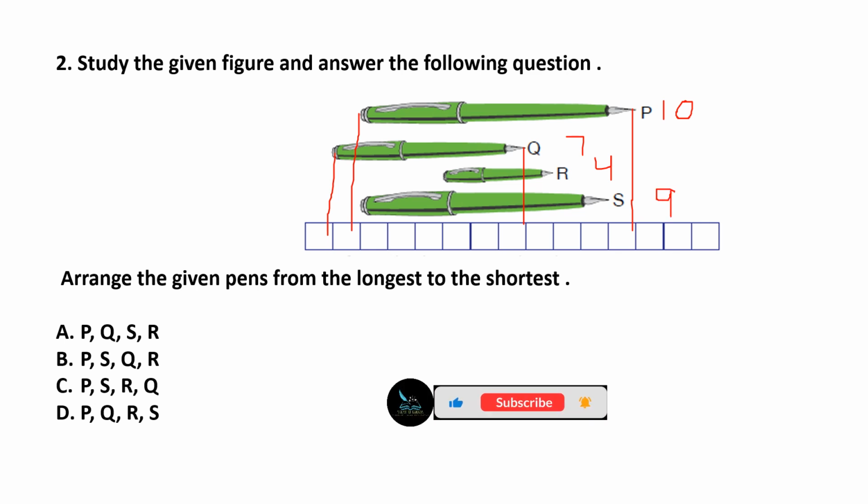So what is the sequence? Pen P is longest. That means pen P will come first. Then S, Q, R. P, S, Q, R. Answer is option B.